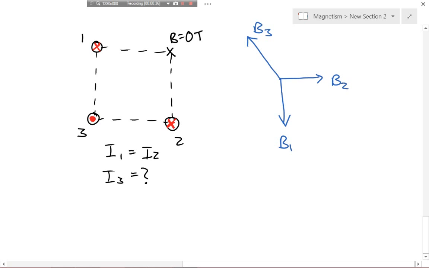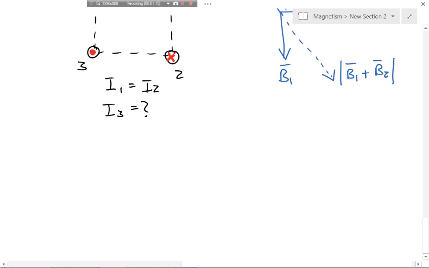Now, the important thing to understand about this is that if I add together the magnetic fields created by wire 1 and wire 2, this is going to point perfectly down and towards the right. So let me draw that here. This is the magnetic field of wire 1 plus the magnetic field of wire 2. And since this points in the opposite direction as the magnetic field created by wire 3, if the magnitude of the sum of these two vectors is equal to the magnitude of the magnetic field created by wire 3, then these two things will perfectly cancel out.